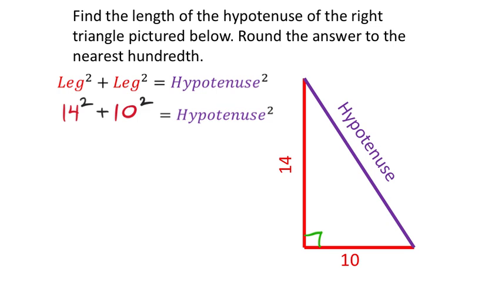Now remember, we don't want the hypotenuse squared. We only want the side length of that square. That's the actual hypotenuse. So when we get to the end, once we get this all evaluated over here, then we can square root both sides and have just the hypotenuse.